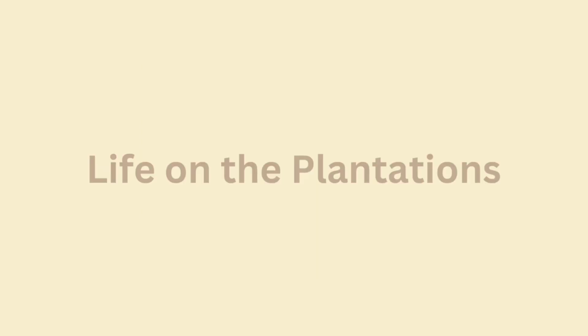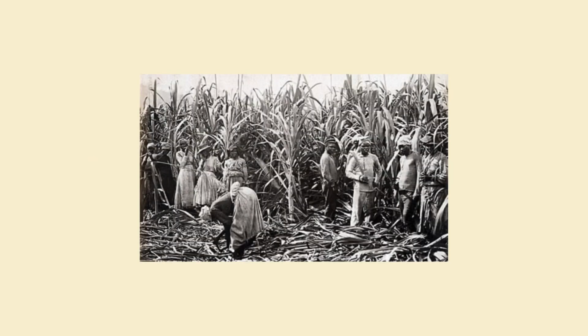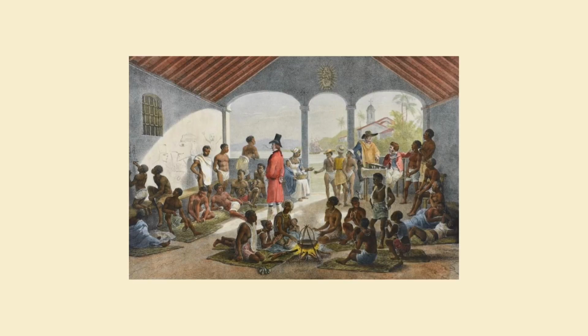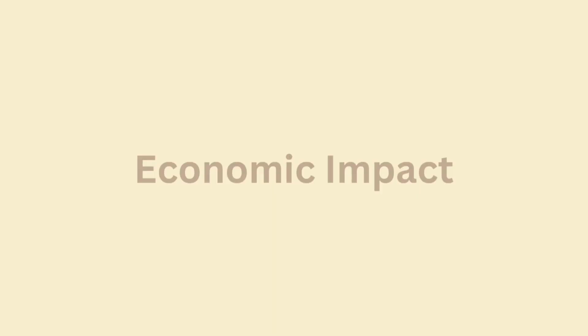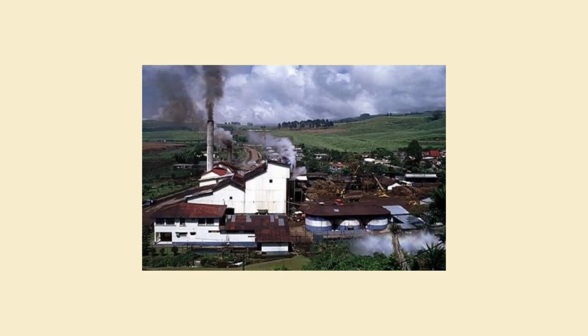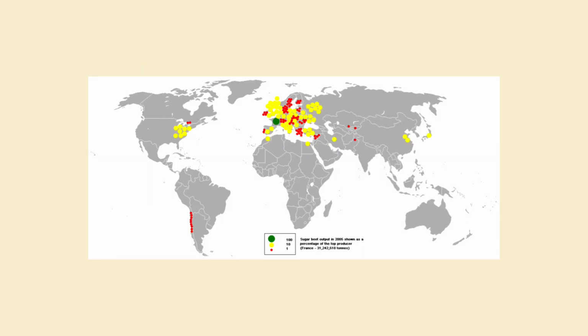Life on the plantations. Slaves on sugar plantations endured grueling labor from dawn till dusk, with little rest and inadequate food. The work was dangerous, with many suffering injuries from machetes or burns from boiling sugar juice. Punishments for disobedience were severe, often involving whipping, mutilation, or even death. Economic impact. The sugar industry generated immense wealth for European nations, funding further colonial expansion and contributing to the Industrial Revolution. However, this wealth was built on the backs of enslaved people who received no compensation for their labor.